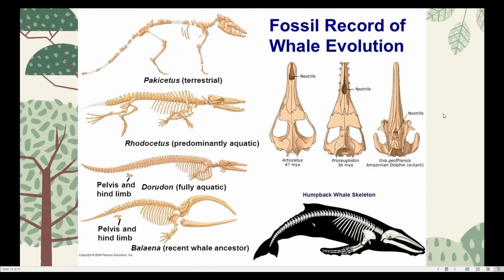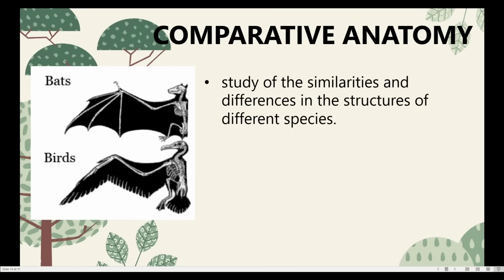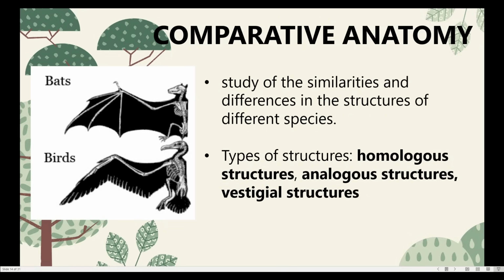Next, the next evidence is comparative anatomy. Comparative anatomy is the study of the similarities and differences in the structures of different species. And here, we will be discussing 3 types of structures. We have homologous structures, analogous structures, and vestigial structures. What is the difference among the 3? Let's start with homologous structures.